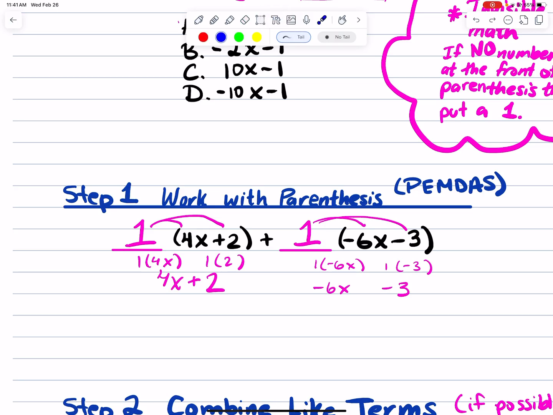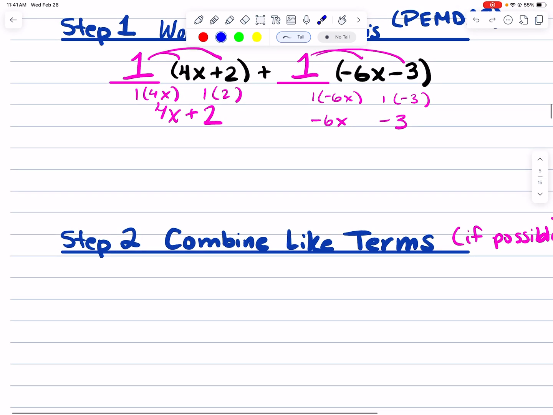So that's where they go. They don't just disappear. You can remove them because of that. Just make sure that the sign in front of it is not a negative. If it is a negative, just know it is different. Negative 1 times everything is way different. So from here, you go to step 2.